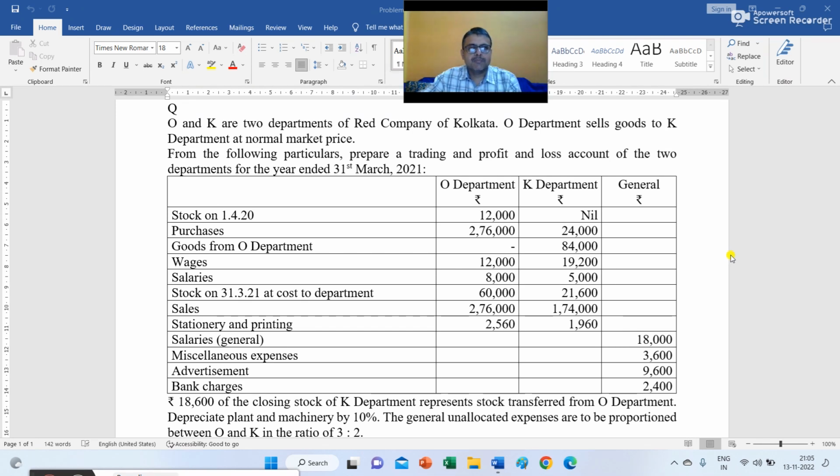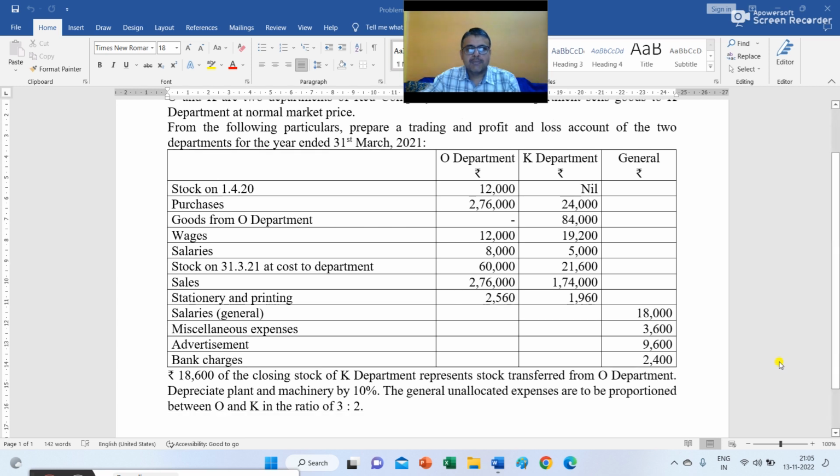Stock on 1st April 2020, the opening stock of O department is 12,000 and there is no stock in department K. Purchases 2,76,000 and 24,000. Goods from O department to K department is for 84,000. Wages 12,000 and 19,200. Salaries 8,000 and 5,000. Stock on 31st March 21 at cost to department 60,000 for department O and 21,600 for department K.